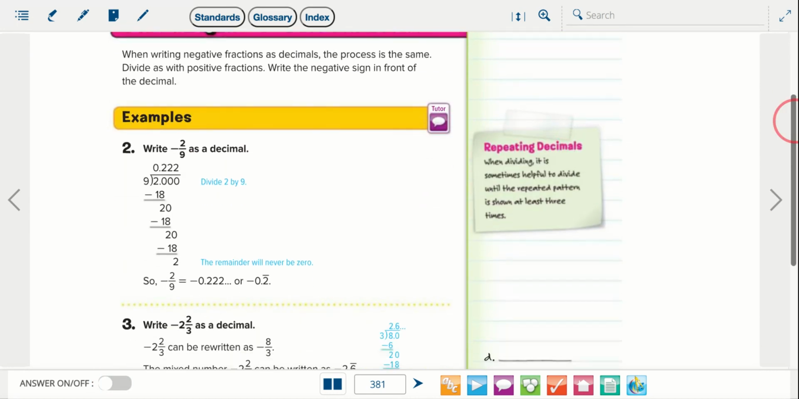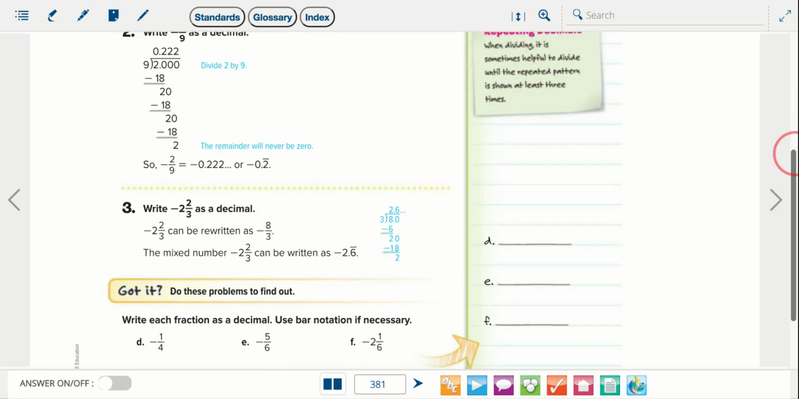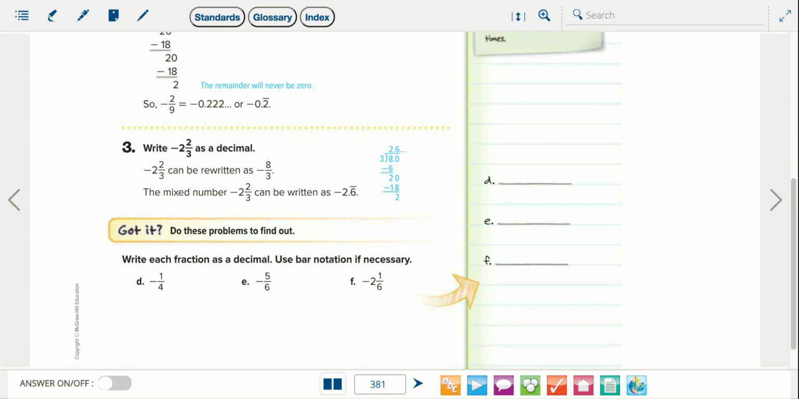So what happens when there's a negative involved? When we have a negative as a fraction? Nothing. We do the exact same thing, except we just make sure that we have a negative in our answer. So, for example, for this one, they had -2/9. They got 0.2 repeating. So they wrote -0.2 with the line over the 2.